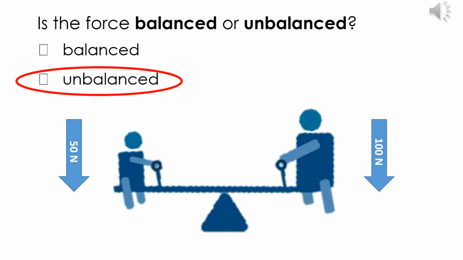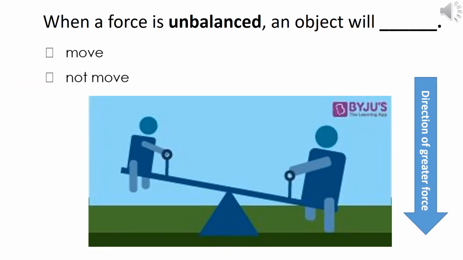So, do you think the seesaw will move? That's right. We have a greater force on the right side. So that means when this force is unbalanced, the seesaw will move.